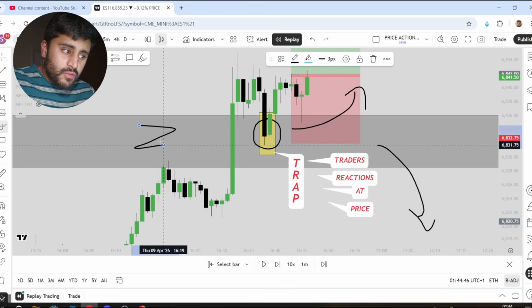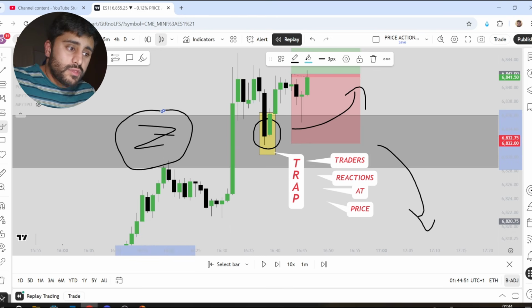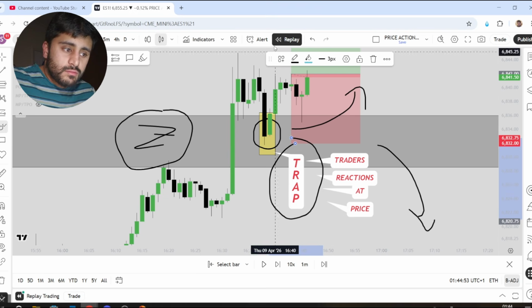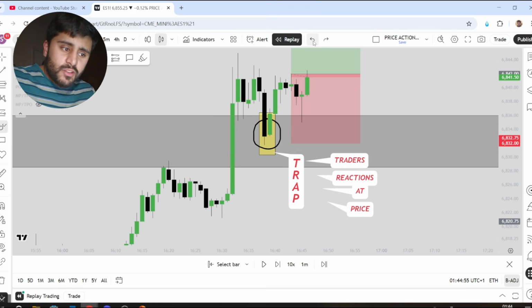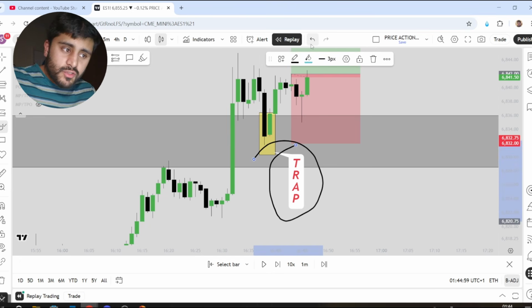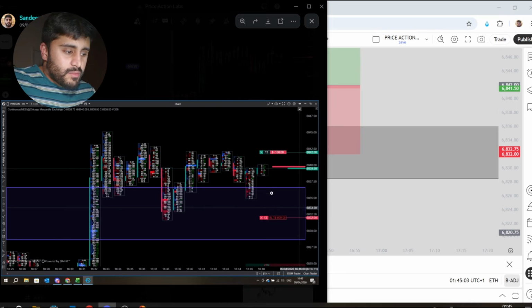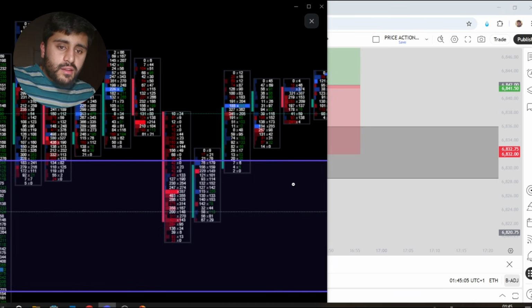So this zone over here, right? Who was in control? Who was trapped? So the sellers were trapped, right? Because we can literally see that. Who was trapped? Always ask yourself that question. The sellers were trapped, right? So if the sellers were trapped, we should be buying, right? So that's what gives you your daily bias.